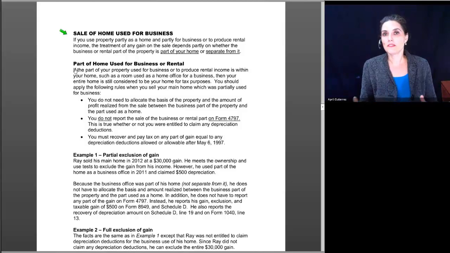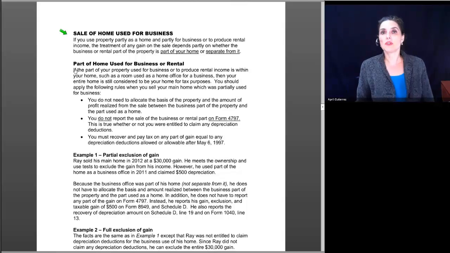But there's other ways that you can sell a home that's used for business, and one of those is maybe at the time you sell it, you're still using it for business. And is that going to affect things? Are you going to have to pay tax on the profit from the sale because part of the home was used for business and part of the home wasn't used for business? It seems logical that you should have to do that, but the reality is that usually you don't. The only thing you're normally going to have to do is recover depreciation.